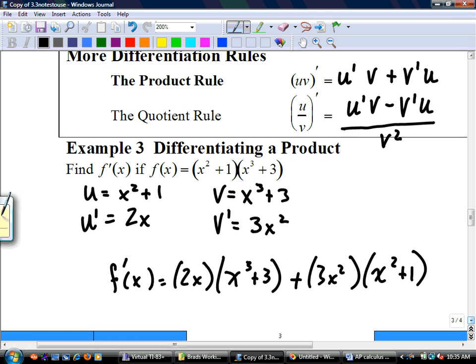But do you notice how I'm saying it? I'm not using u's and v's. I'm using words. I'm saying the derivative of the first, times the second, plus the derivative of the second bracket, times the first. I don't use u's and v's. I have not memorized the formula with u's and v's. I've memorized it with words. It makes more sense to me.